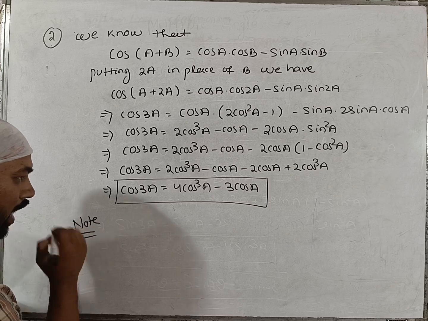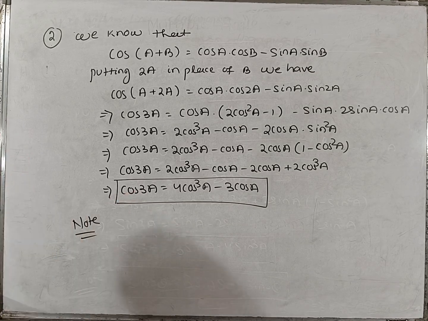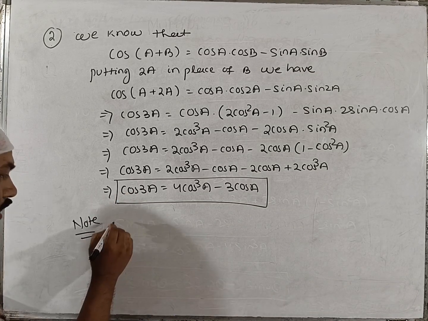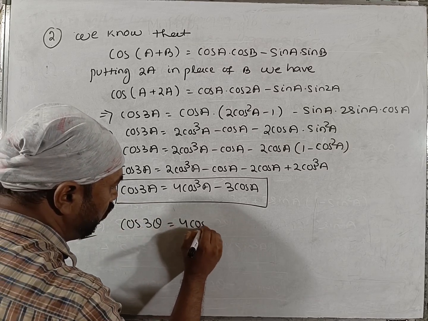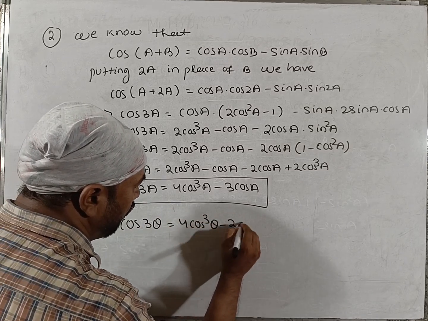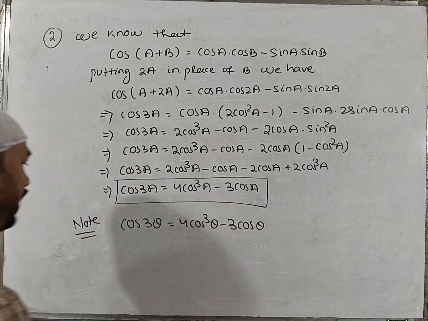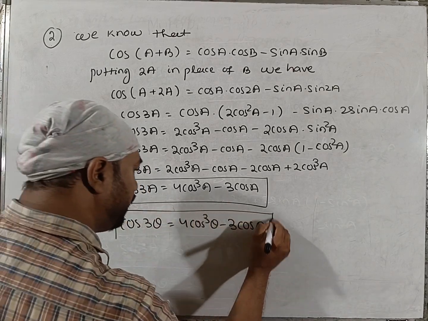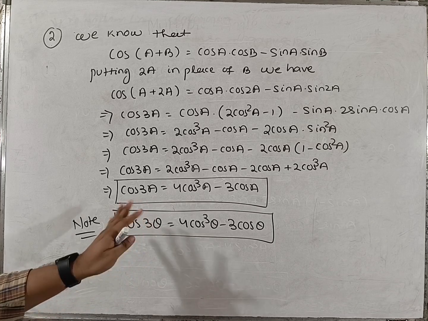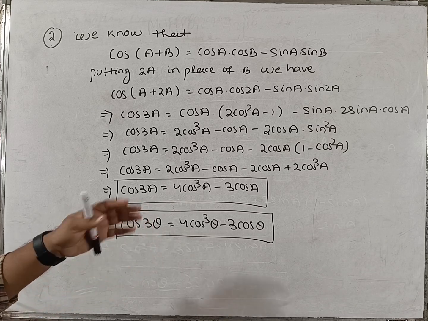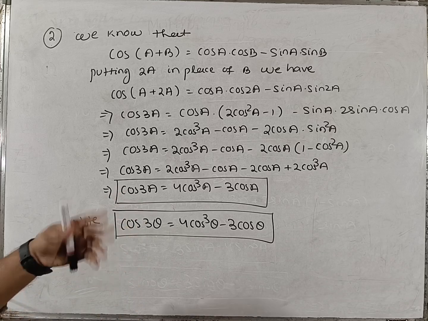Similarly, we can write this formula in terms of theta. So cos 3 theta is equal to 4 cos cube theta minus 3 cos theta. Again, let us convert this formula in terms of cos cube A and cos cube theta.